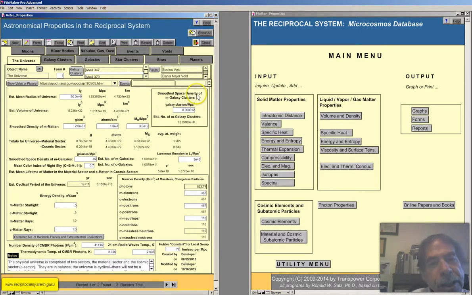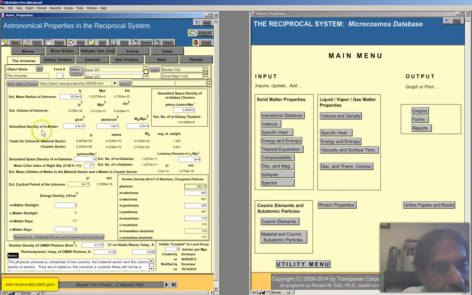Now, the smooth space density of matter galaxy clusters is stated to be, now this comes from Allen's Astrophysical Quantities. This has not been estimated from the theory at this point. And that's 0.000012 galaxy clusters per cubic megaparsec. The number of material galaxy clusters, 1.8134 times 10 to the 8th.